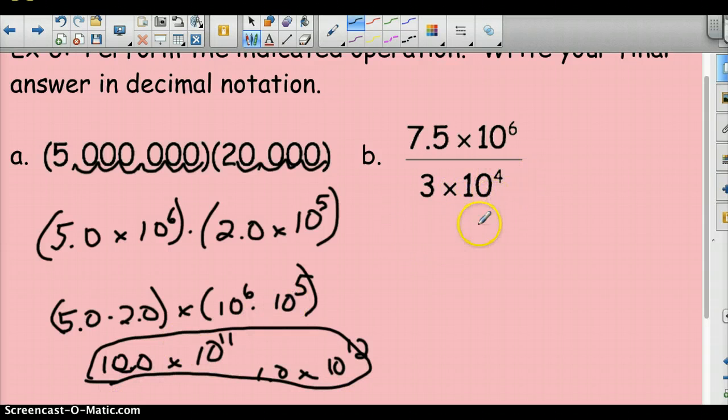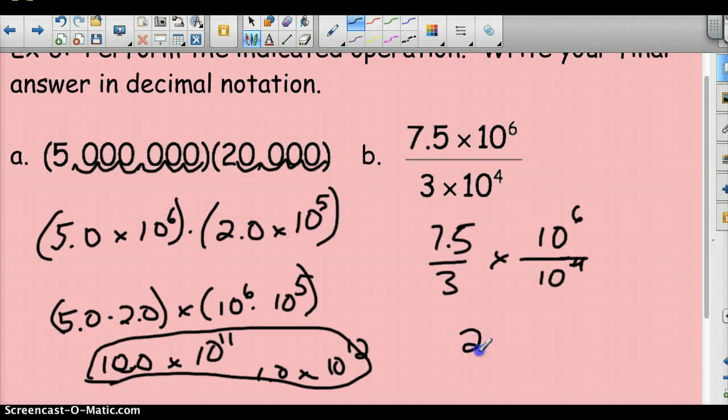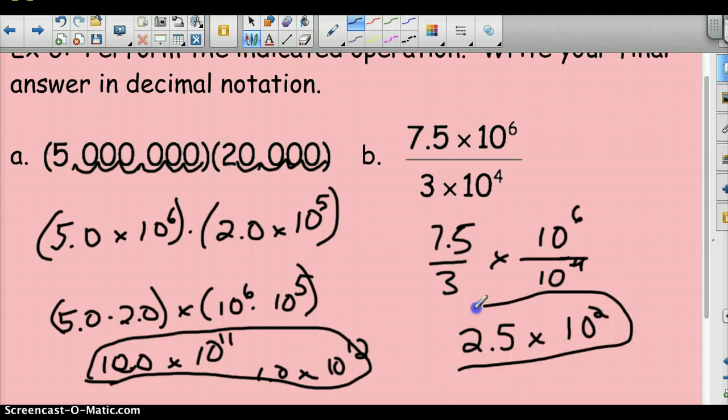Moving on to the last one. On the last one, we will divide the bases and divide the exponents. Moving on, in dividing the bases, 7.5 divided by 3 is 2.5. That is a number between 1 and 10, so I can use it as my base. And I look and I realize there's 10 to the 6th upstairs, 10 to the 4th downstairs. There are 2 more 10s upstairs. Subtracting the exponents, 6 minus 4 is 2. Makes it 2.5 times 10 to the 2nd power.